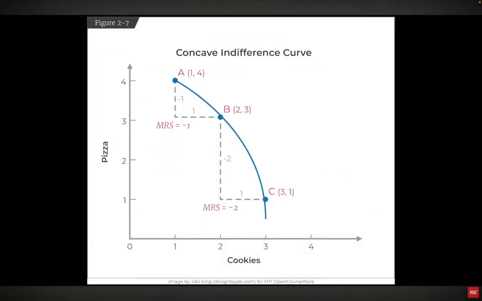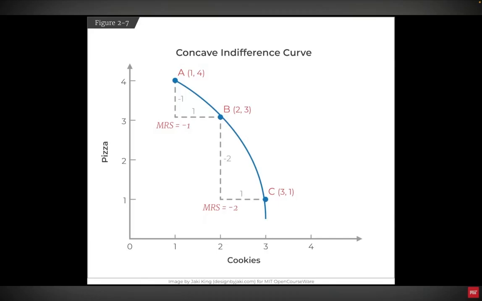Why? Well, let's look at the last figure, figure 2.7. What would happen if indifference curves were concave to the origin? Now I've drawn a concave indifference curve. And with this indifference curve, moving from point A to point B leaves you indifferent. So you're happy to give up one slice of pizza to get one cookie. Starting with 4 slices of pizza and 1 cookie, you are happy to give up 1 slice of pizza to get 1 cookie. Now, starting from 2 and 3, you're now willing to give up 2 slices of pizza to get 1 cookie.